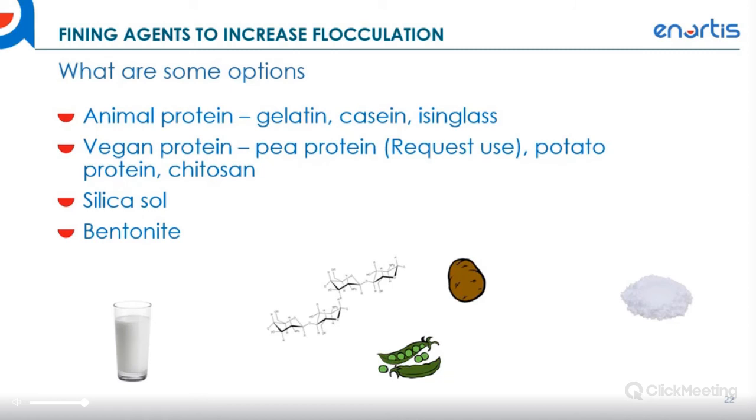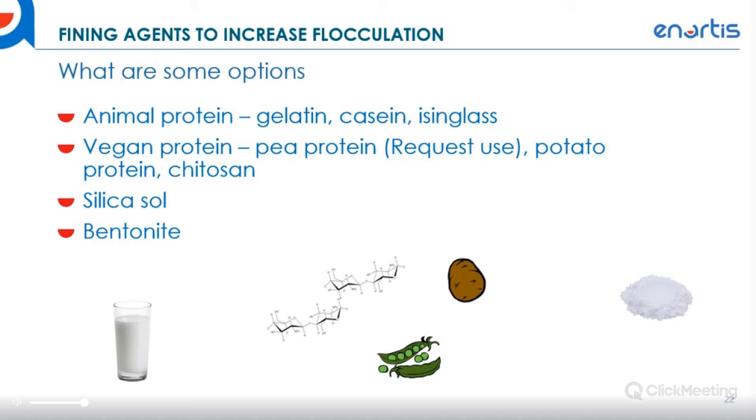Here are some fining agents to increase flocculation. Some of the options are animal-based proteins such as gelatin, casein, and isinglass. These are classically used in winemaking as enological tools for increasing clarification. Lately, though, with more consumers looking for vegan alternatives to animal-based products, there's been more demand for vegan fining agents and wines that are vegan friendly. So there are now options available to winemakers in terms of vegan fining agents.